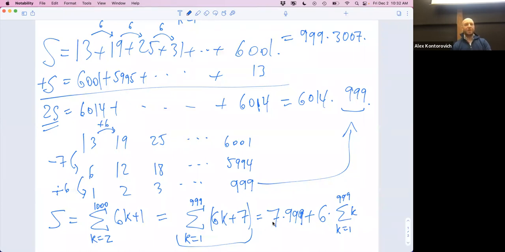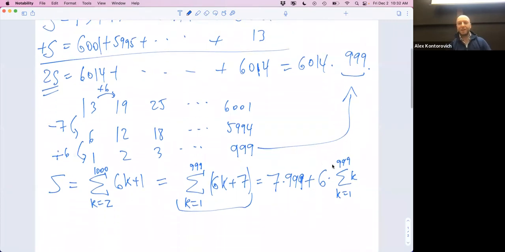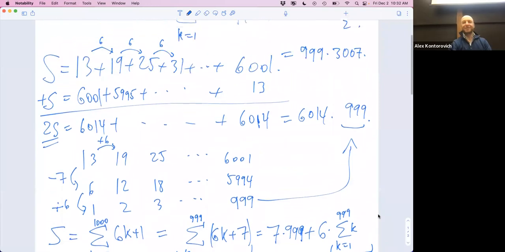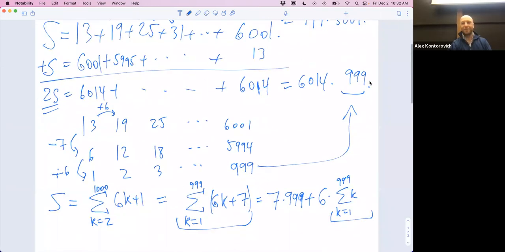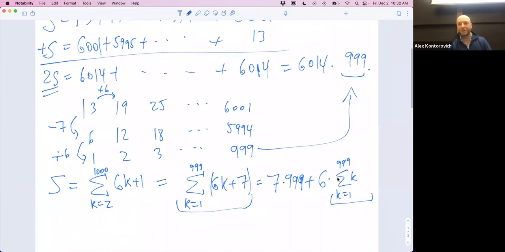Does everybody see how I'm manipulating these things? We got to get really good at this. This is the next thing we got to get good at. Sigma notation, moving things around, being flexible with terms like this. But what is this? Exactly. It's the formula that Jenny told us. It's 999 times 1,000 over 2. n times n plus 1 over 2, where n is 999.